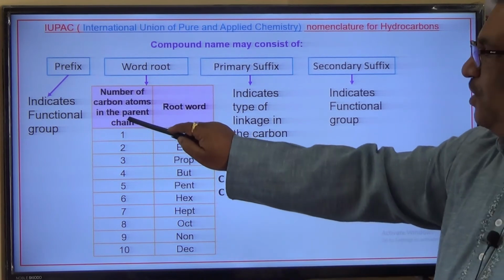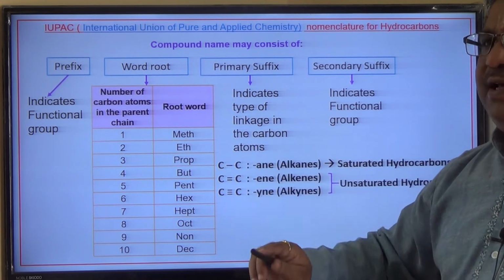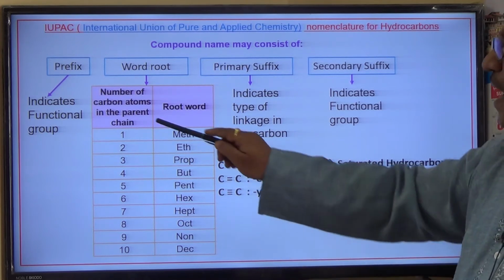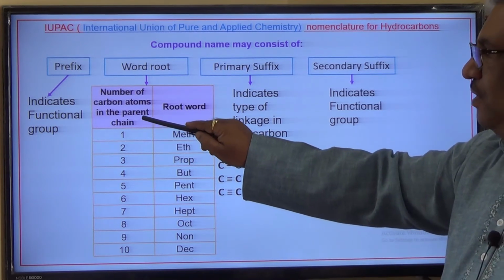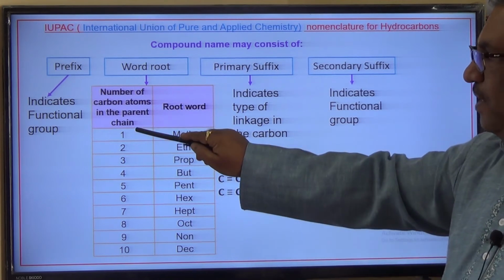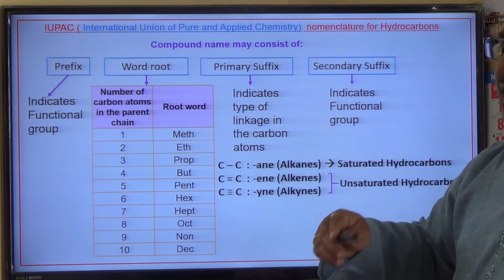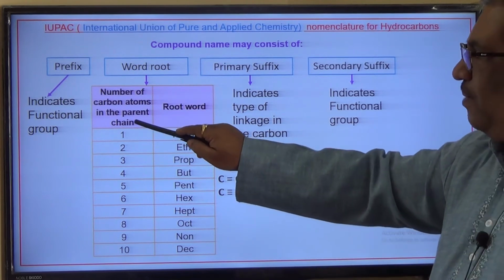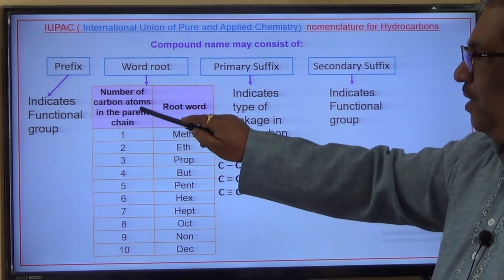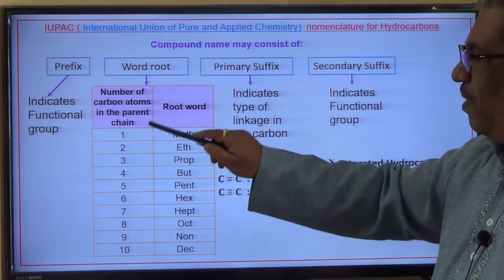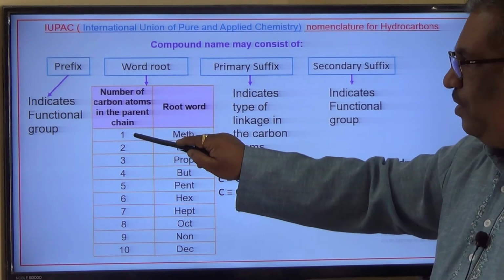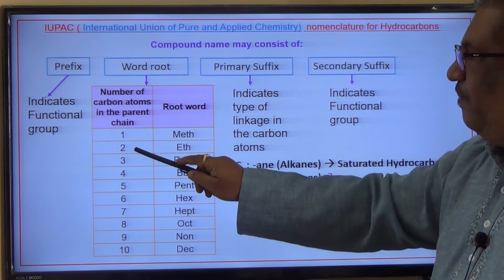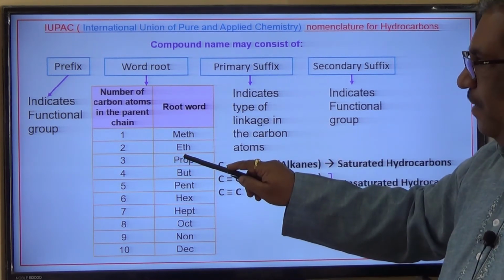What is a parent chain? The longest possible continuous chain of carbon atoms is called the parent chain. Once again, the longest possible continuous chain of carbon atoms is called the parent chain, and we have to count the number of carbon atoms present in the longest chain. The root words have been decided.